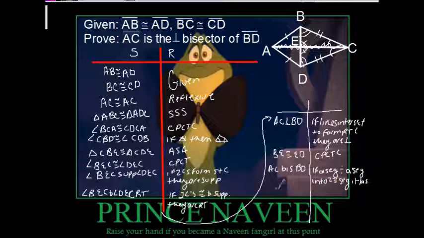Now, next, we got perpendicular, we got bisector, we got to combine them. Here we go. Last step. AC is the perpendicular bisector of BD. If a line is perpendicular and bisects, it's the perpendicular bisector of a segment.